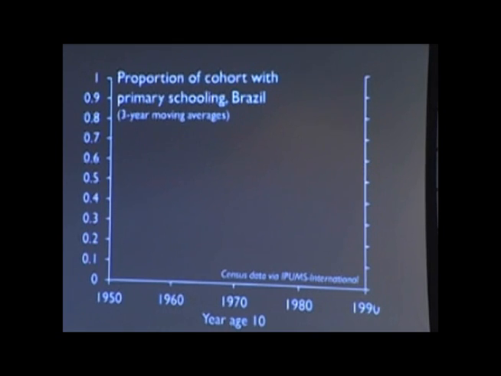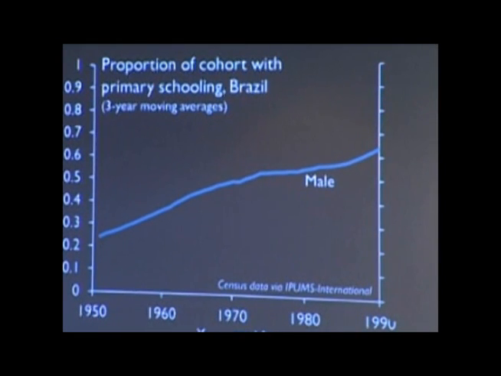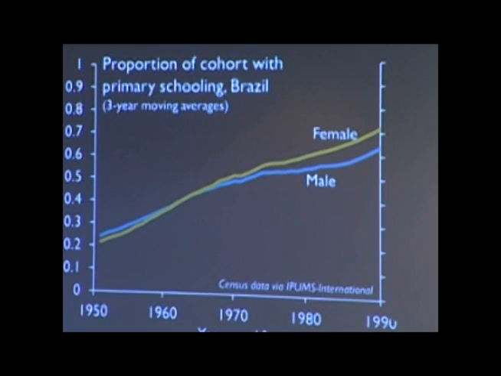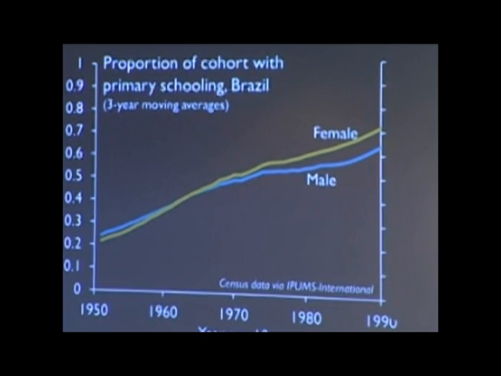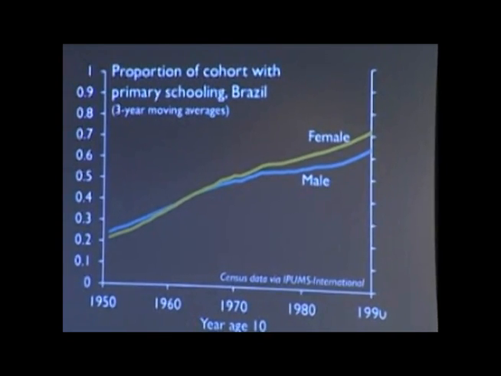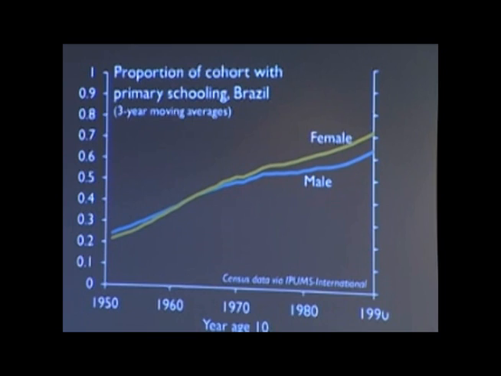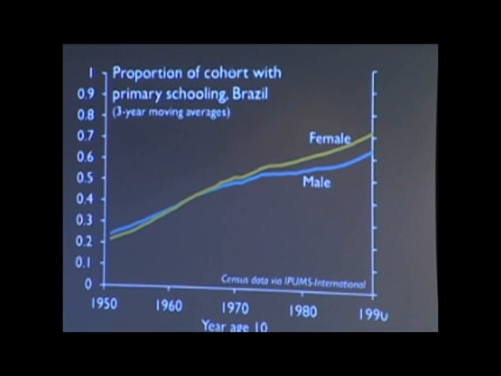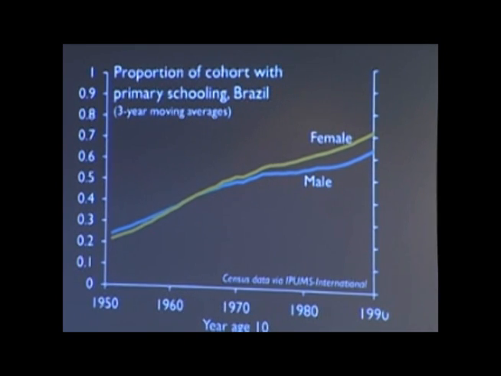Okay, investments in children. Education went up enormously over this period, and in some ways this is one of the most amazing accomplishments. So here's primary schooling in Brazil, looking at cohorts, and we're looking at them at the year that they turned age 10. Why age 10? Because that's when they were in school, and I want to compare them to cohort sizes around the same time. So you can see in Brazil, the proportion with primary schooling went from 20% up to 70%. The schooling for females passed the schooling for males around 1970.